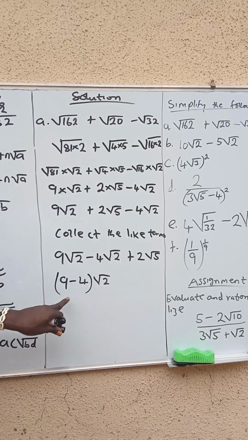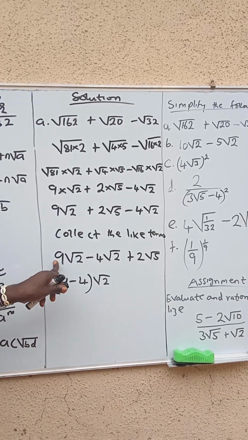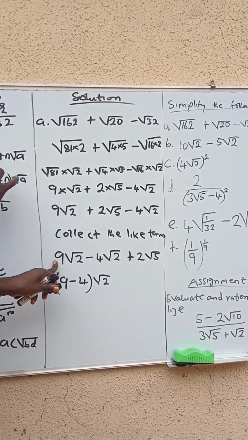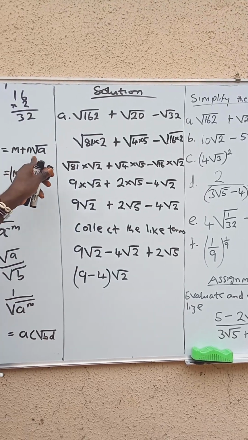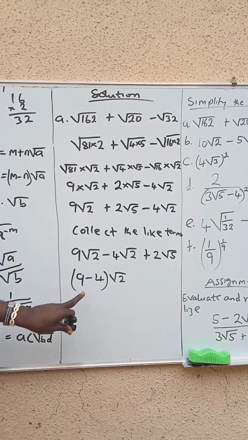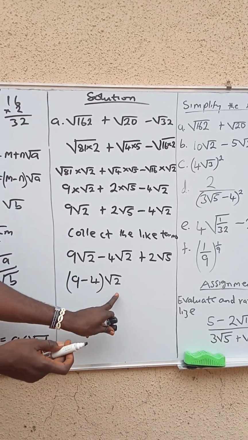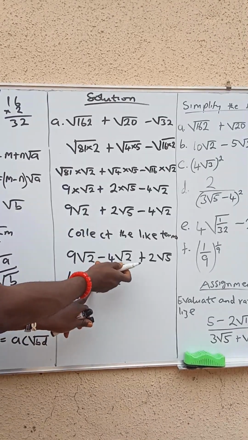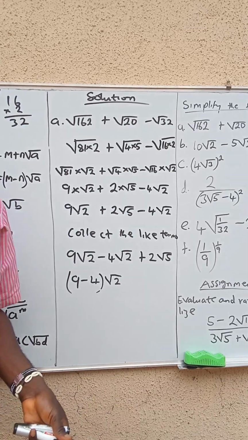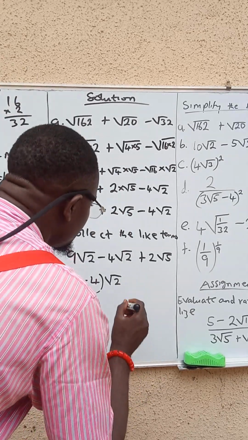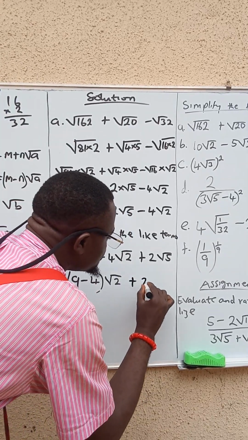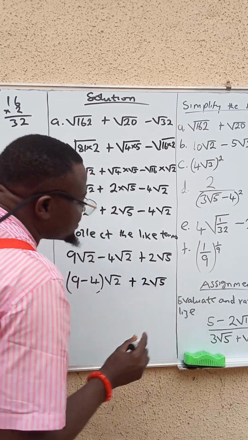Remember, root 2 can multiply this. If I want to bring it out, just put it in this place so that you can know it easily. Root 2 multiplied by 9 will give me 9 root 2. Root 2 multiplied by minus 4 will give me minus 4 root 2. Then this is the same root 5. So this, I'll now put plus 2 root 5.